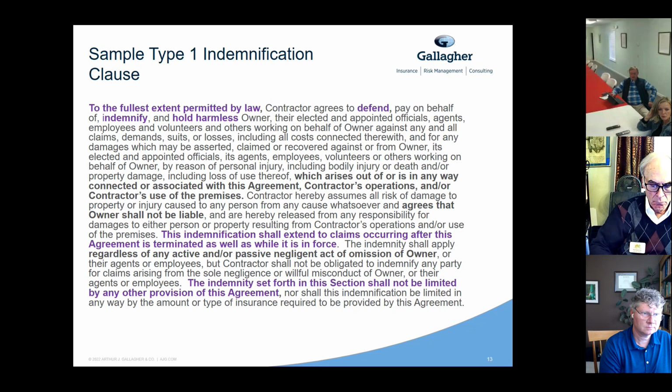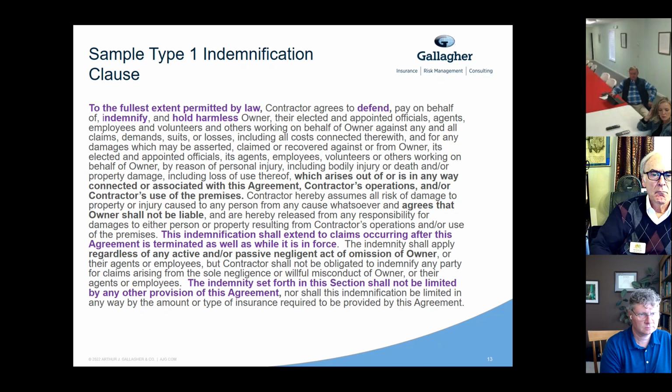And same thing with the additional insured status on those liability policies. You want to make sure you're an additional insured for both ongoing and completed operations. There are certain endorsements that are only for ongoing operations. You want to make sure you get it for the completed operations as well.